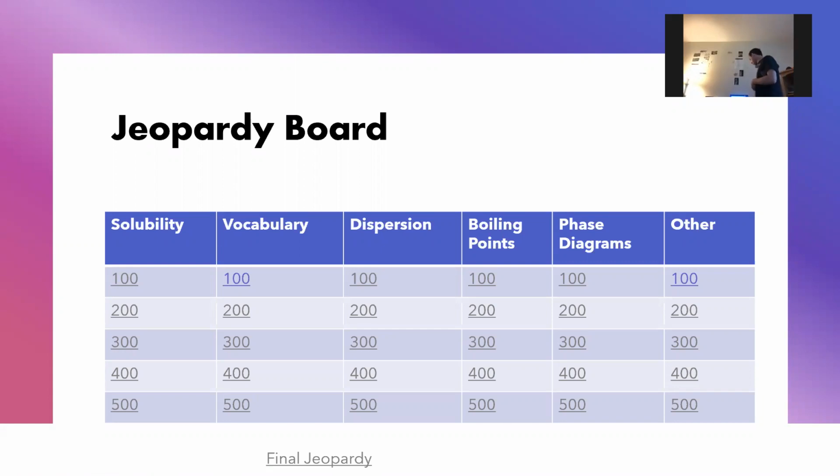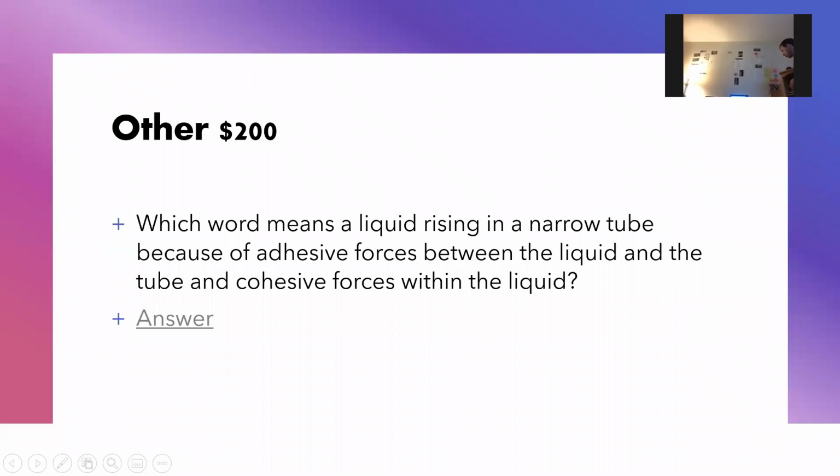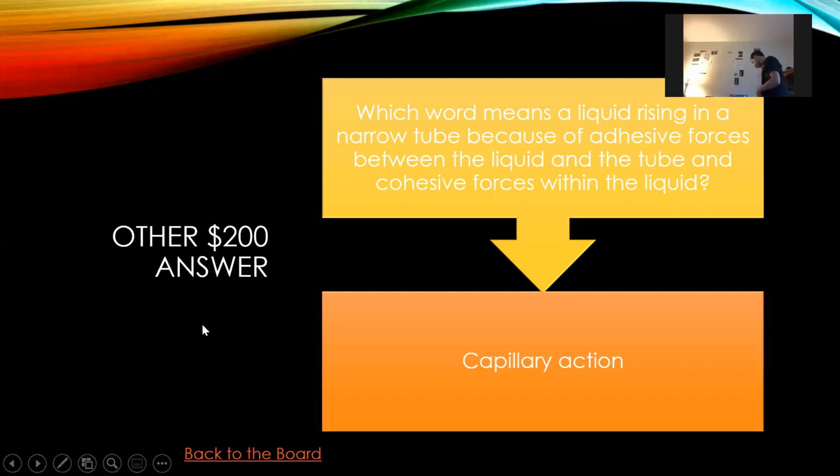Tetra, you have control of the board now. Other for 2. Which word means a liquid rising in a narrow tube because of adhesive forces between the liquid and the tube and cohesive forces within the liquid? Brookdale Bear: What is capillary action? Capillary action. Good. You get 200 for that one.